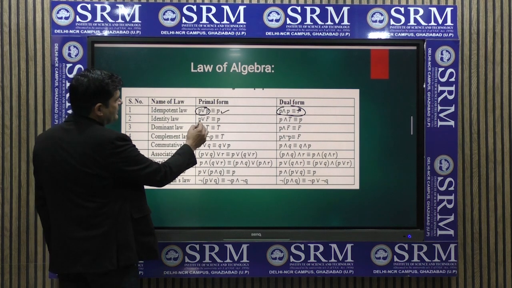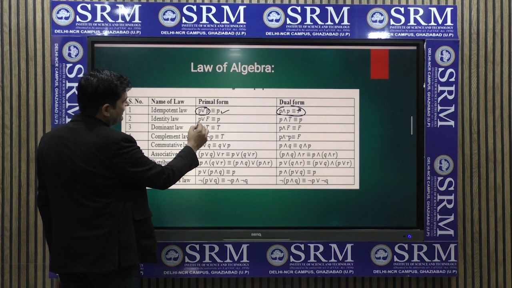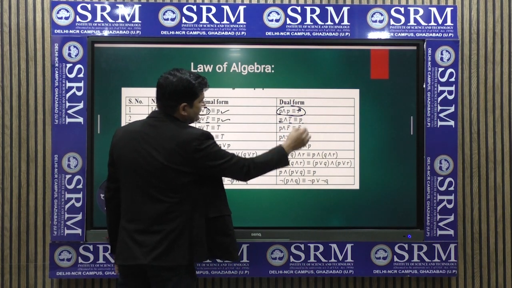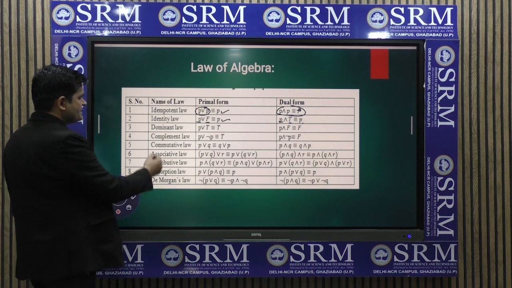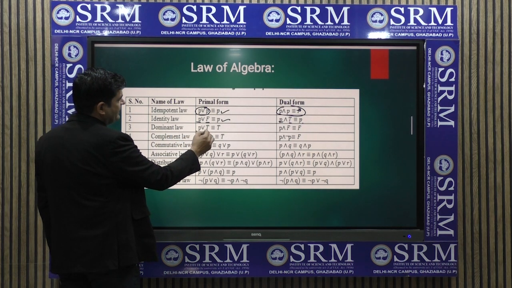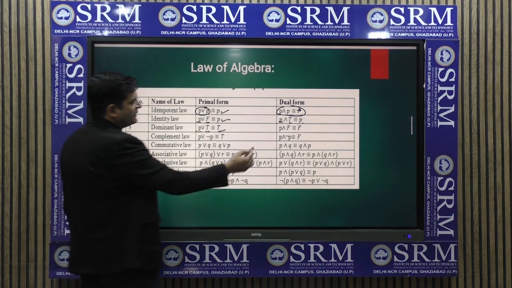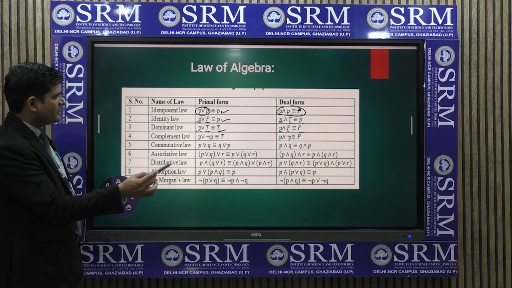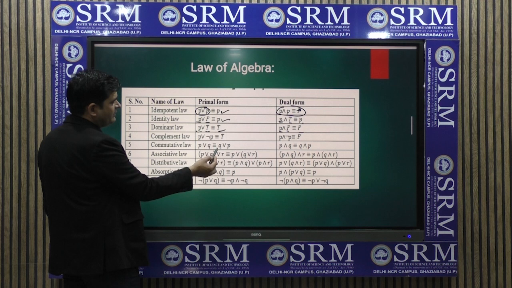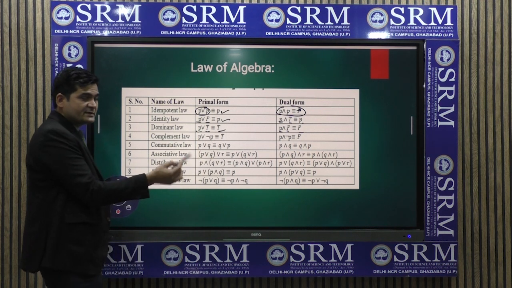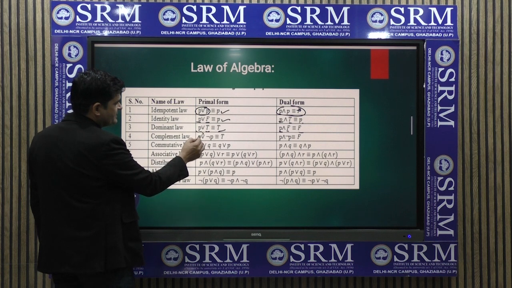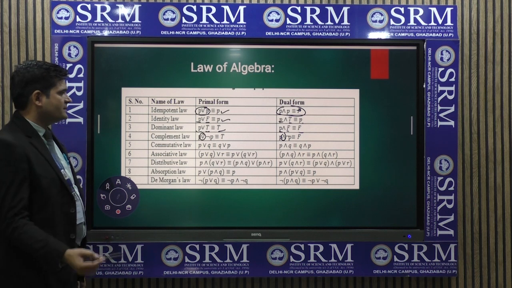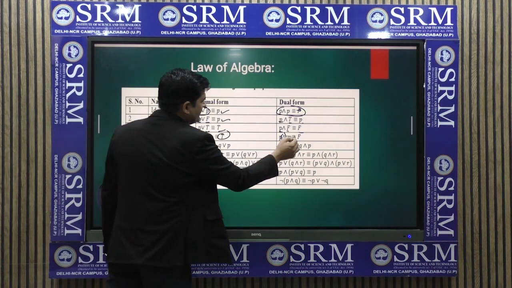Identity law: disjunction of P with false value is P, and conjunction of P with true value is the P variable again. This is the dominant law: disjunction of P and T is true value, and conjunction of P and false is a false value. Okay. This is the dual form and this is the primal form. So the dual can be easily obtained as I discussed in the previous slide. Conjunction is replaced by disjunction, disjunction is replaced by conjunction, and true is replaced by the false value.